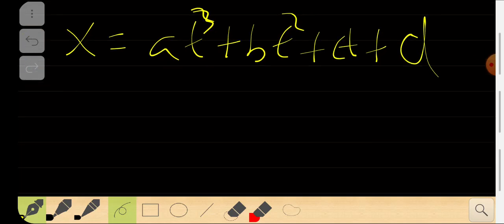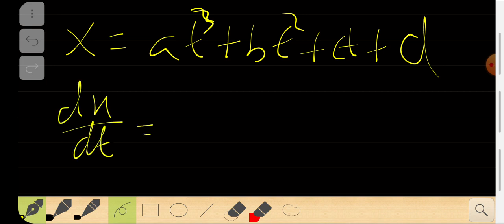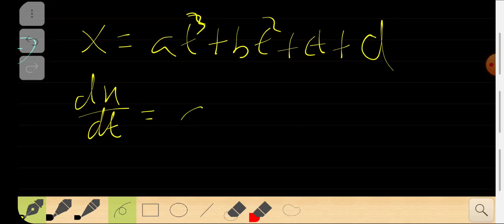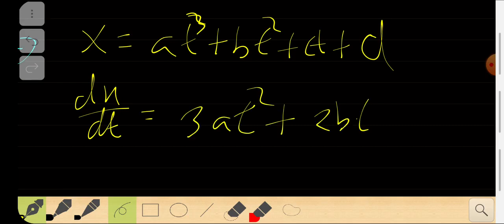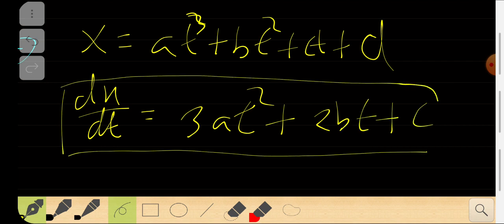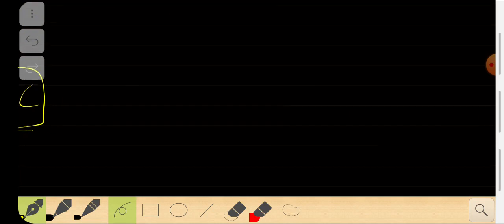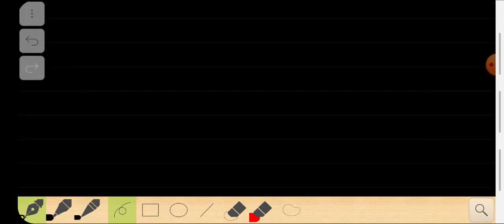So the velocity will be dx by dt, the average velocity for the whole thing. In an ambiguous way, you can write it down as the derivative. So it will be 3a t squared plus 2b t plus c. That will be the time derivative of the equation. Now if you consider an equation of the second order, let's do an approximation like that.